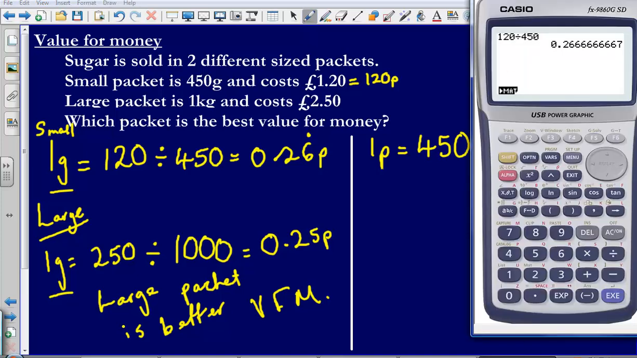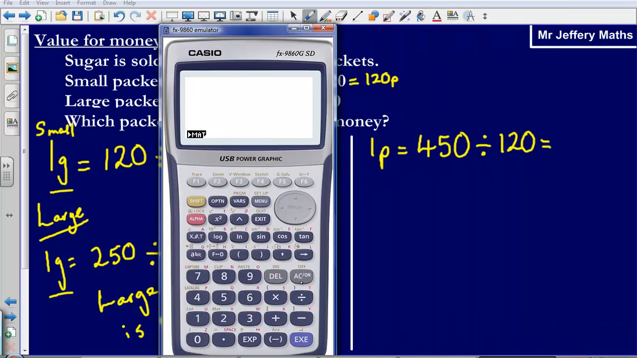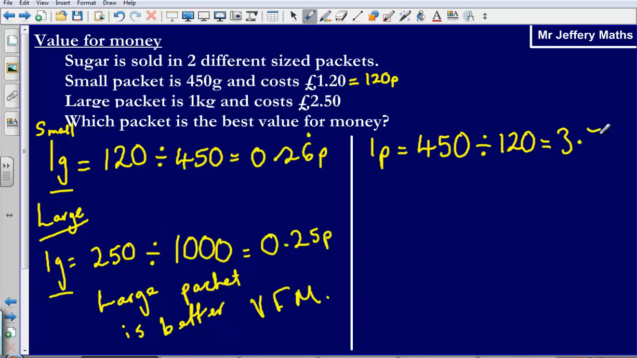So doing this, 450 divided by 120, I can say that that is 3.75 grams. So for 1 pence with the small packet, I'm getting 3.75 grams. For every 1p that I'm paying, that's equivalent to me getting 3.75 grams of sugar.